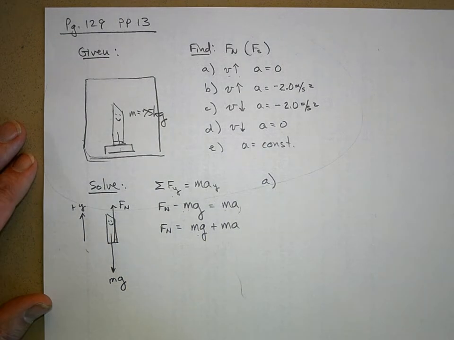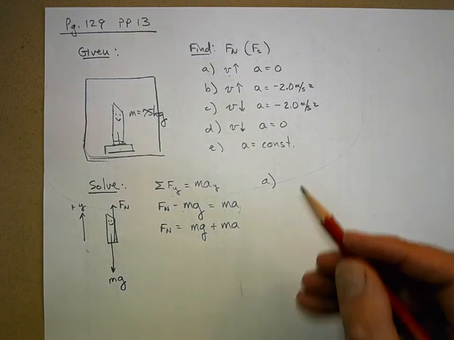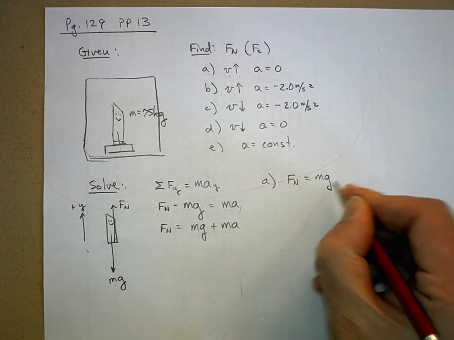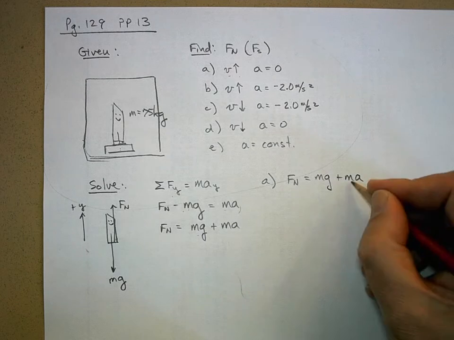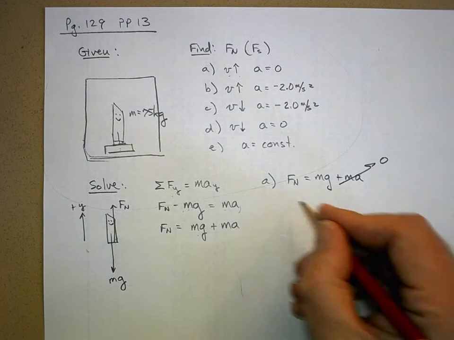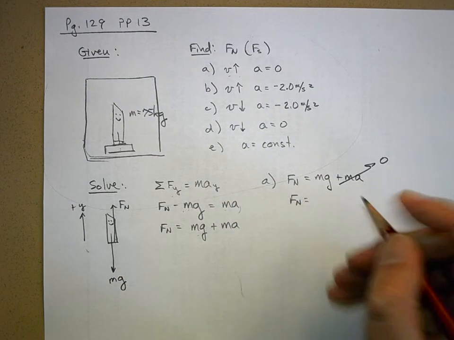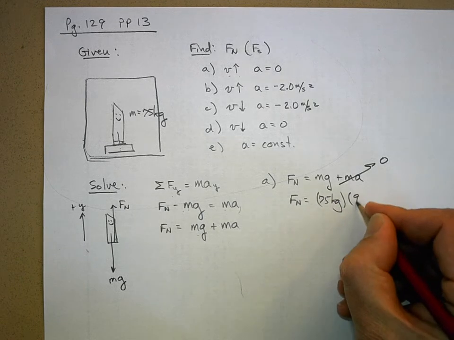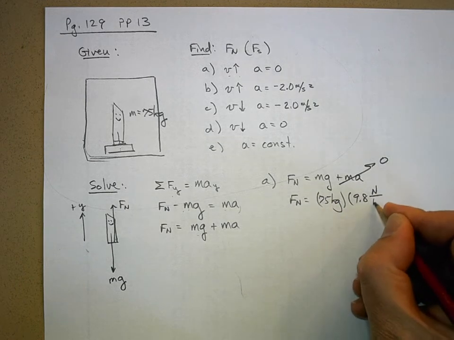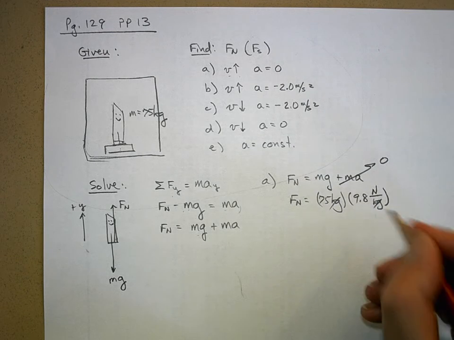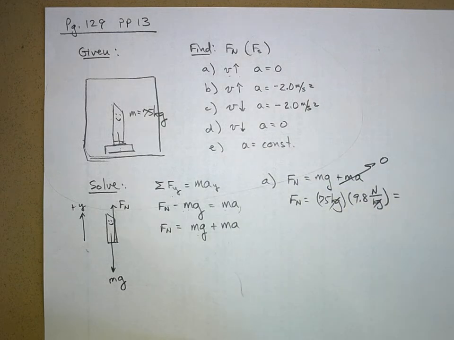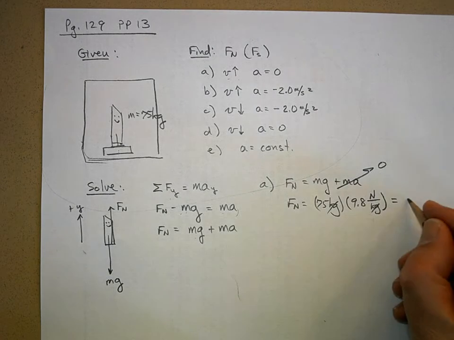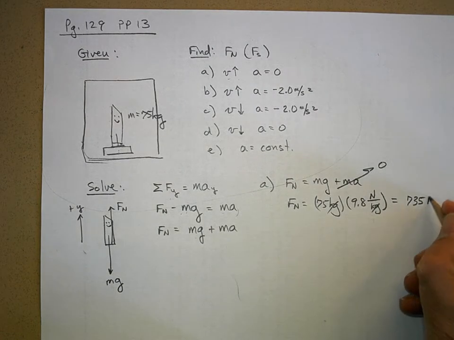For part A, the normal force when the acceleration is equal to 0. So this is equal to 0. So the normal force is just going to be equal to the weight, which is 75 kilograms times 9.8 newtons of force for every kilogram of mass. And my answer is, what was that answer? 735 newtons.